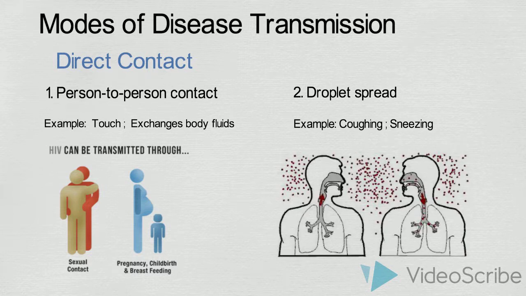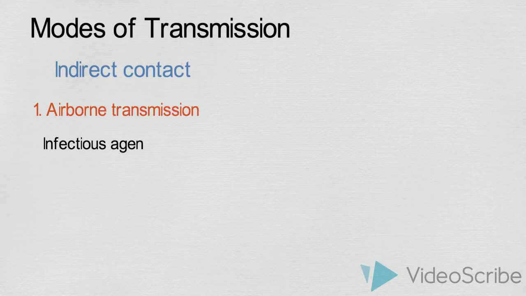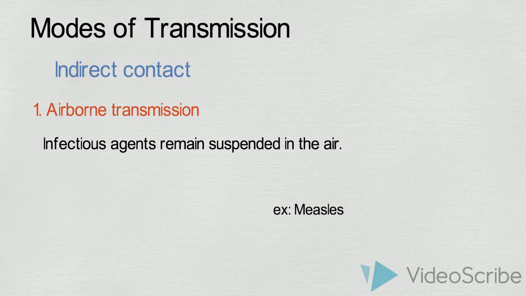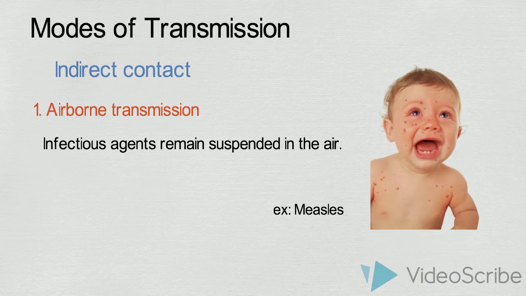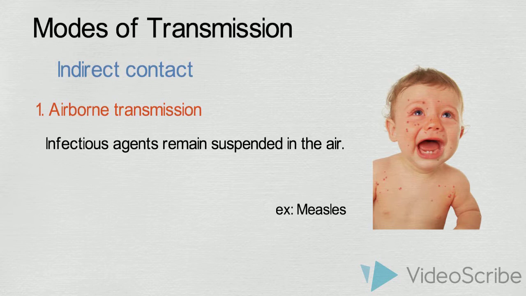Infectious disease can also be spread indirectly through the air and other mechanisms. For example, airborne transmission. Infectious agents can travel long distances and remain suspended in the air. For example, you can catch a disease like measles by entering a room after someone with measles has departed.